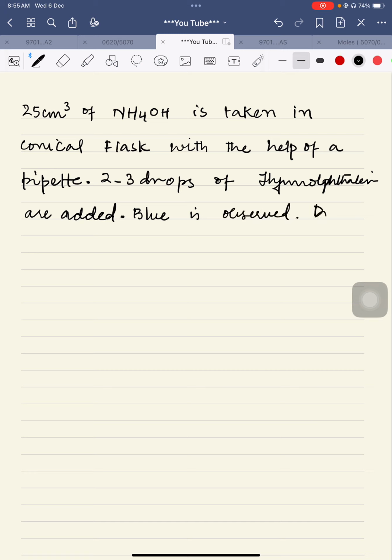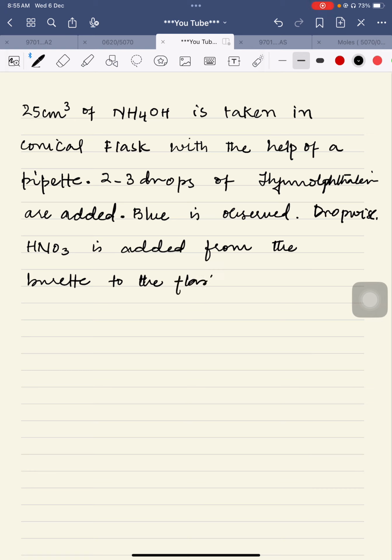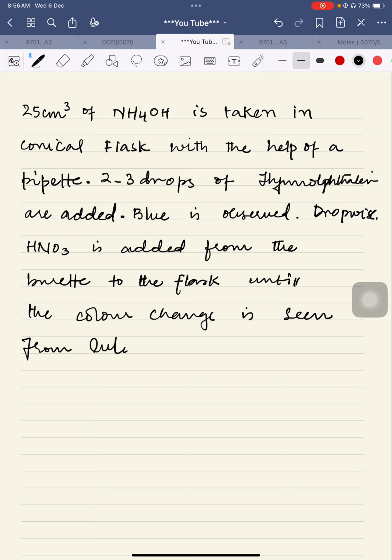Drop wise, the burette partner will always be added drop wise. HNO3 is added drop wise from the burette to the flask until the color change is seen from blue to colorless.